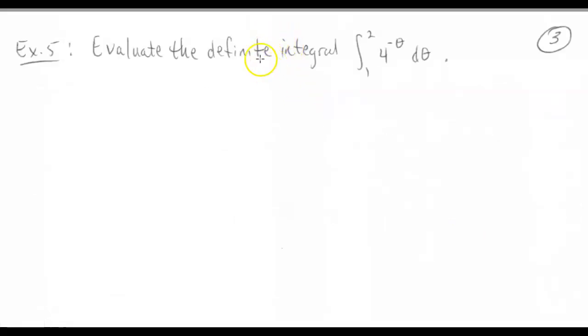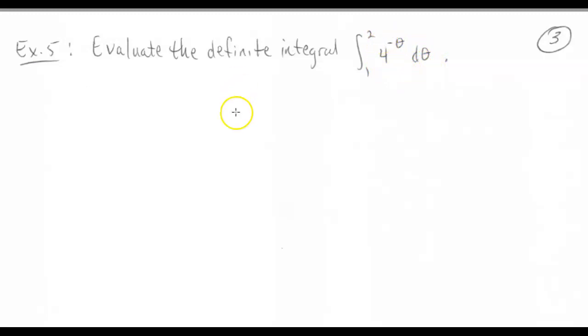So for our next example here, we see that we are dealing with a definite integral again. So we're actually going to get some real number value for our answer, because we're essentially trying to find the area under the curve of this particular function, 4 raised to the negative theta, from 1 to 2.